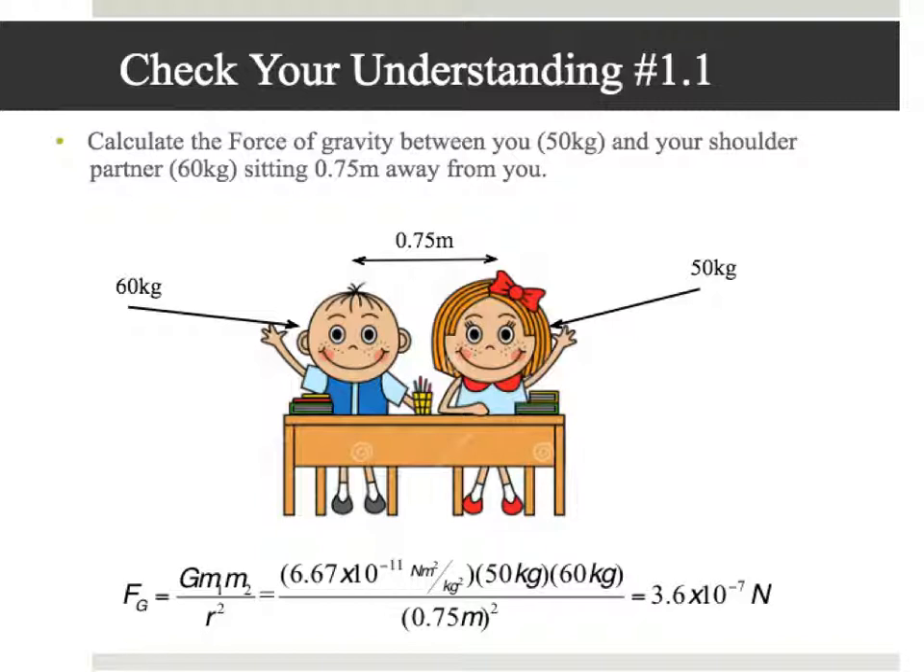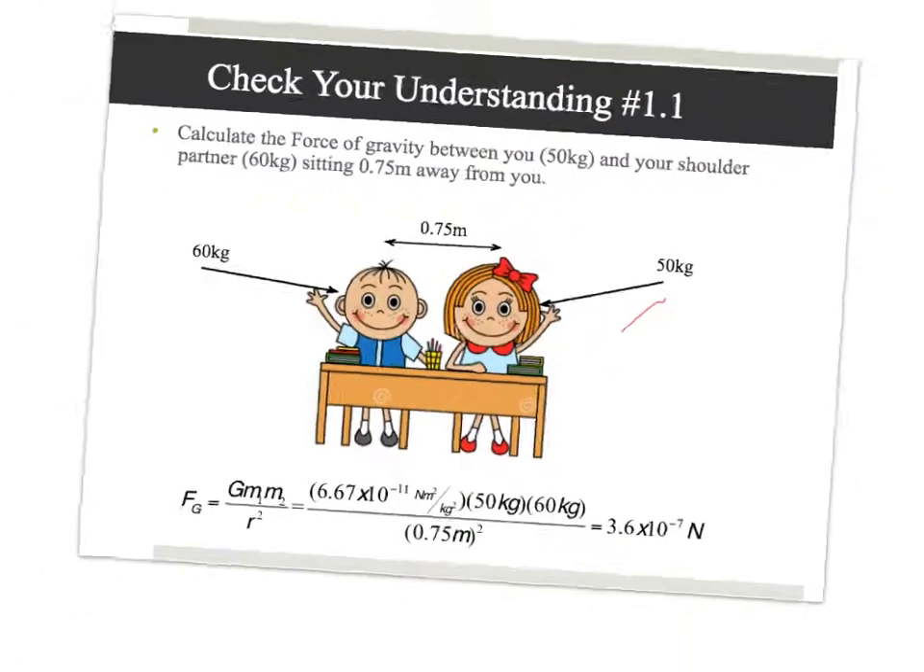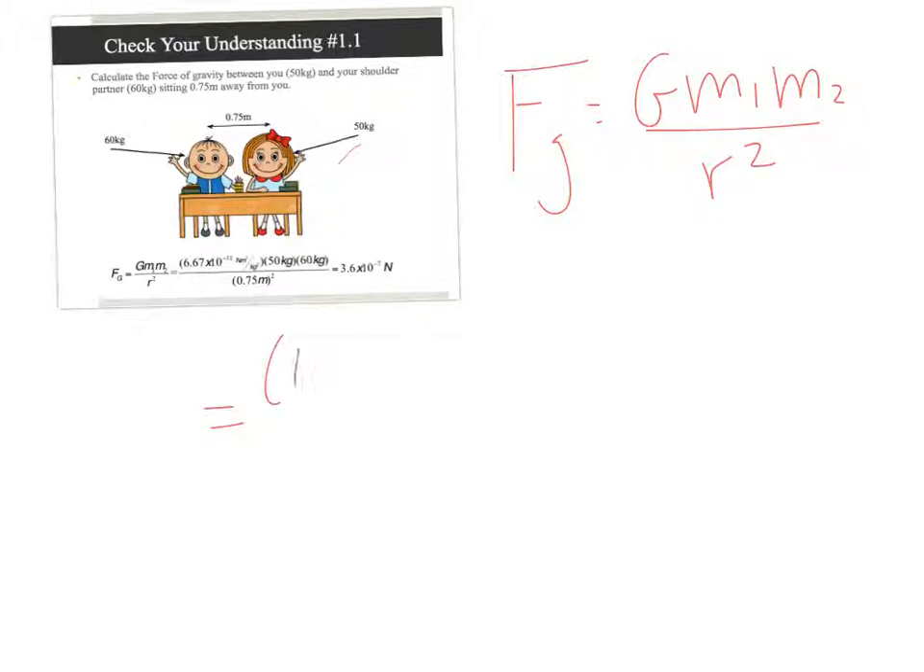Alright, so let's try one of these. Calculate the force of gravity between you, 50 kilograms, and your shoulder partner, 60 kilograms, who is sitting 0.75 meters away from you. This is solved out on here, but I want to work it out so you can watch me do the math. I've got my equation, which is Fg equals big G m1 m2 over r squared, and r is the distance between the two. If I plug in my numbers, big G is 6.67 times 10 to the negative 11th.